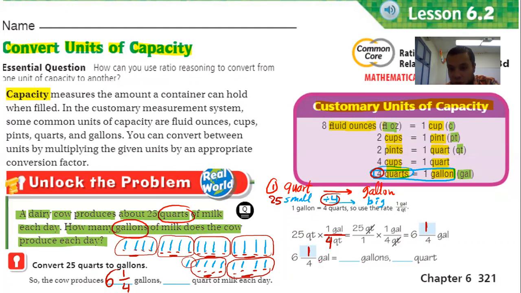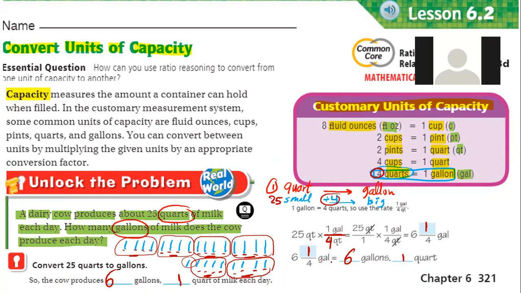So 6 and 1/4 gallon means 6 gallons and only 1 quart. So the cow produces 6 and 1/4 gallons. Okay, I should say here 6 gallons and 1 quart of milk each day.